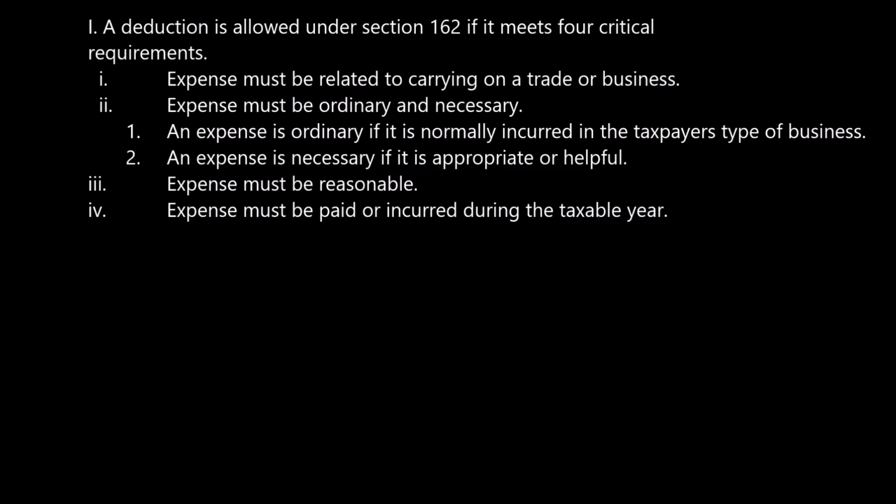A deduction is allowed under Section 162 if it meets 4 critical requirements. The expense must be related to carrying on the trade or business. The expense must be ordinary and necessary. It's ordinary if it's normally incurred in the taxpayer's type of business. It's necessary if it's appropriate or helpful. The expense must be reasonable. The expense must be paid or incurred during the taxable year.